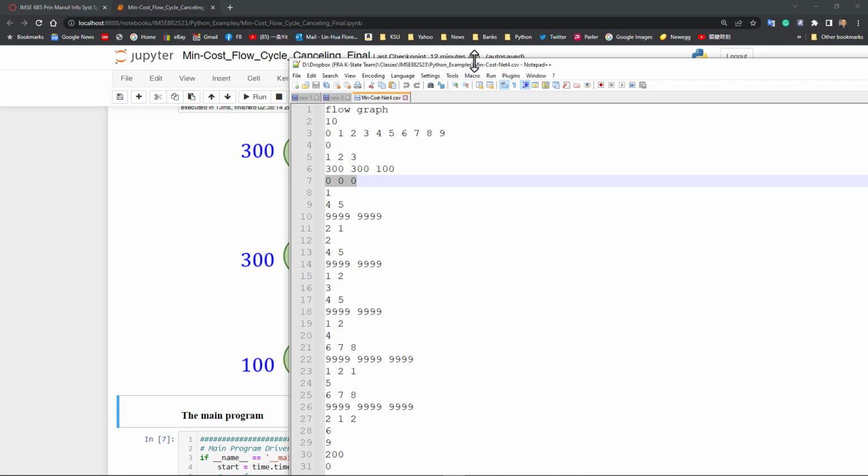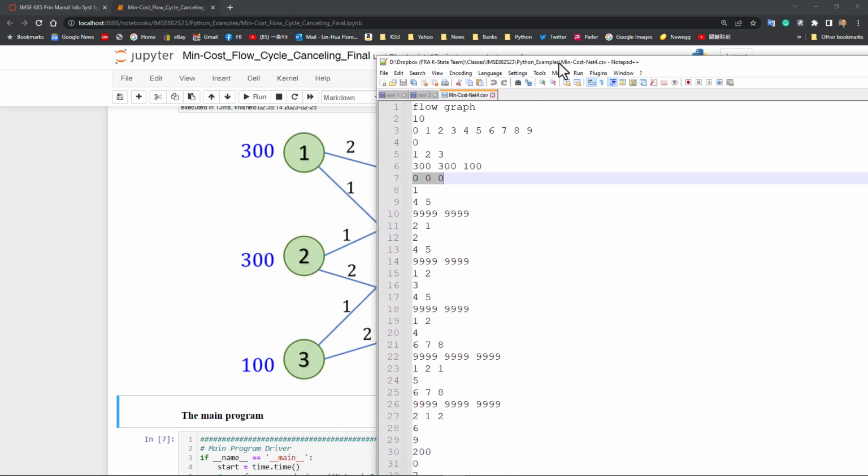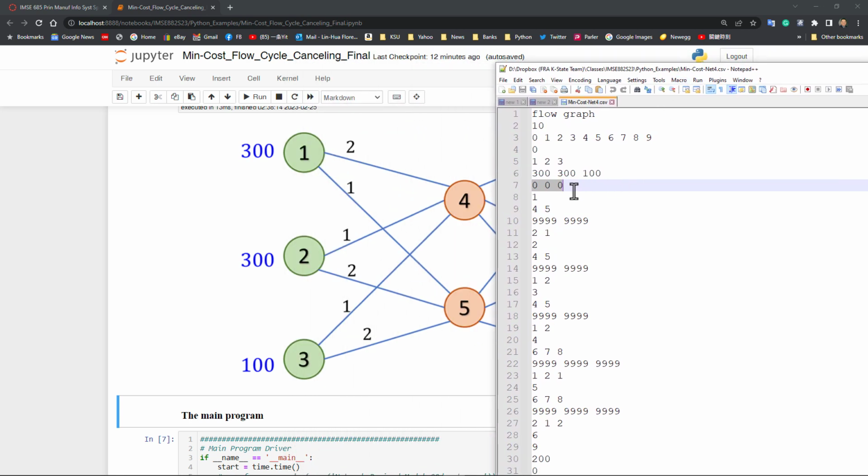And next thing we can see is node 1. If you look at node 1, the destination nodes are 4 and 5, and they don't have any capacity limit, so I'm using 9999 as their capacity. The cost from node 1 to node 4 is 2. The cost from node 1 to node 5 is 1.